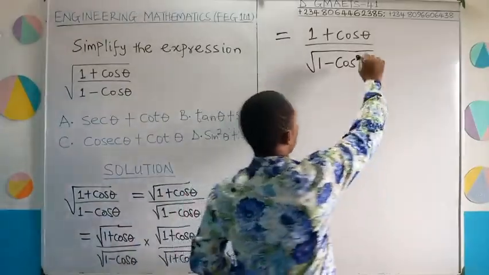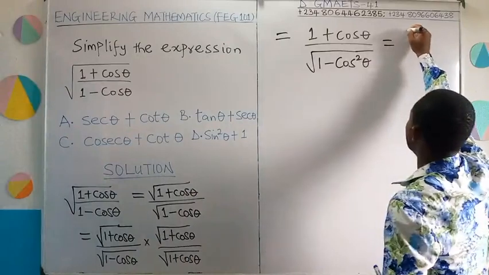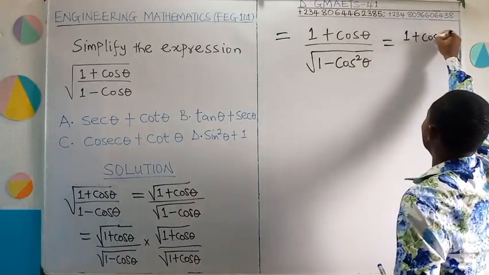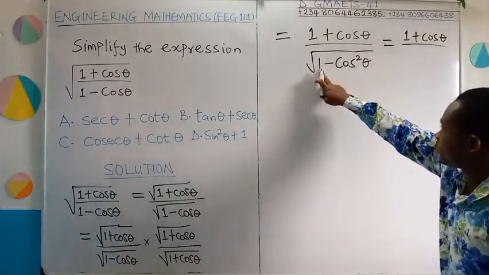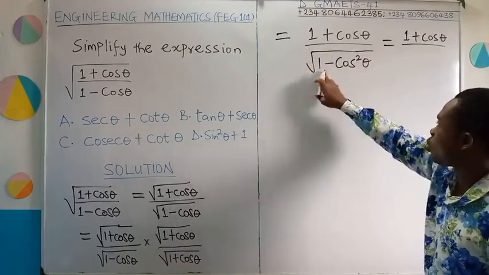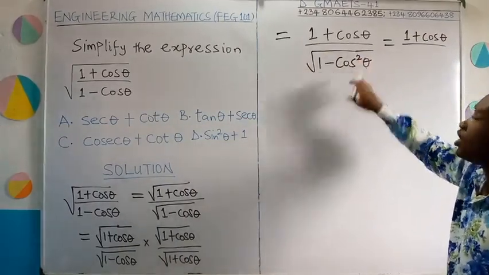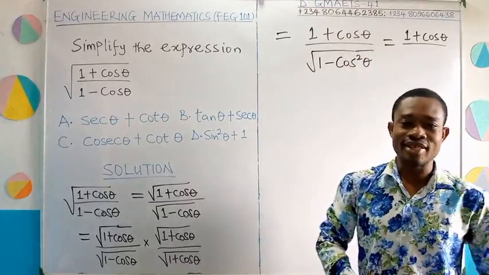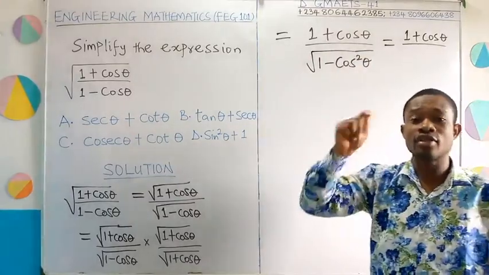And looking at this, I want to show you something very important in the denominator. Look at the term enclosed by this square root: 1 minus cos squared theta. From the Pythagorean identity, this is equal to sine squared theta.